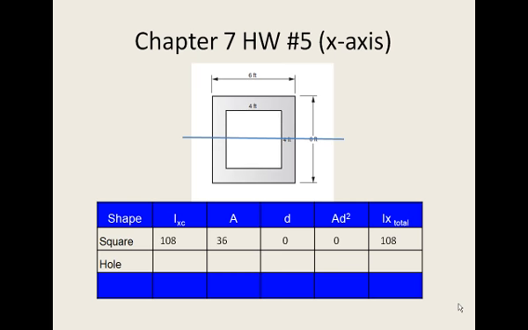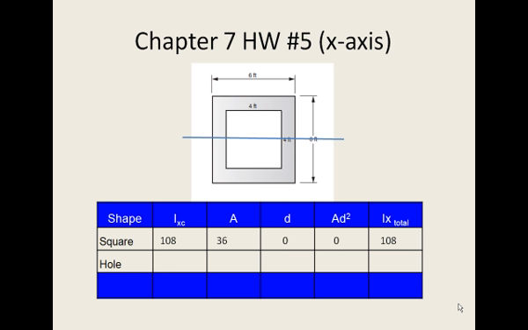The moment of inertia about the centroidal axis for this large square is derived from the equation 1/12 base times height cubed, or 1/12 times 6 times 6 cubed. That gives us 108 feet to the fourth. The area, of course, is 36. That's simply 6 by 6. The d distance is 0.